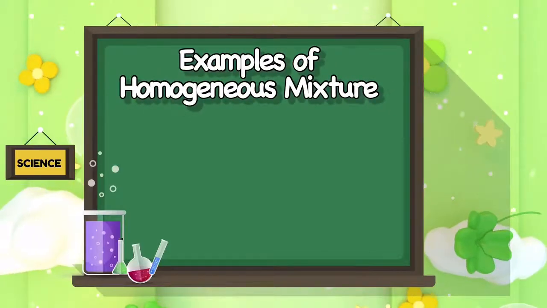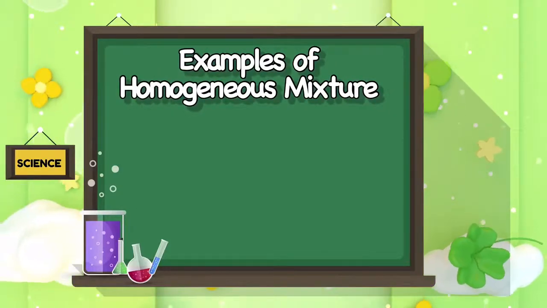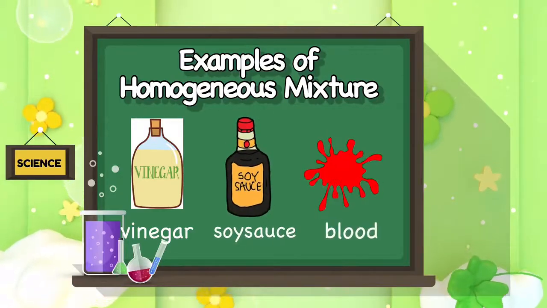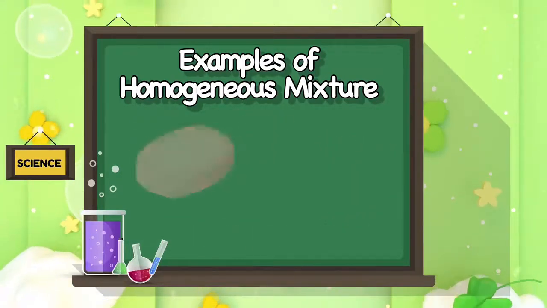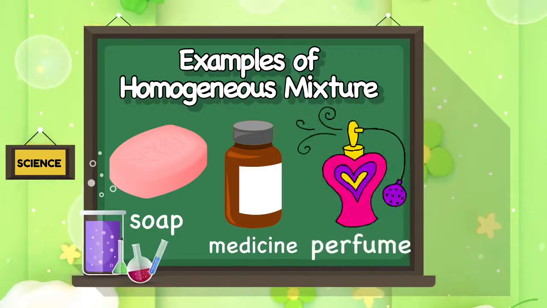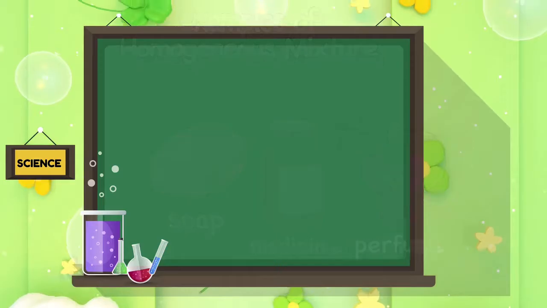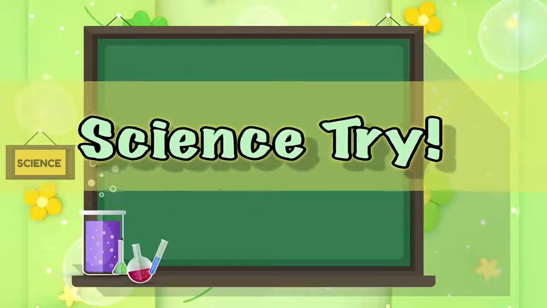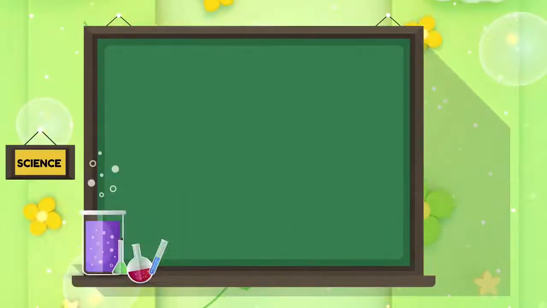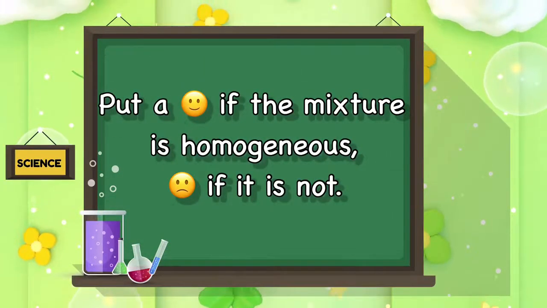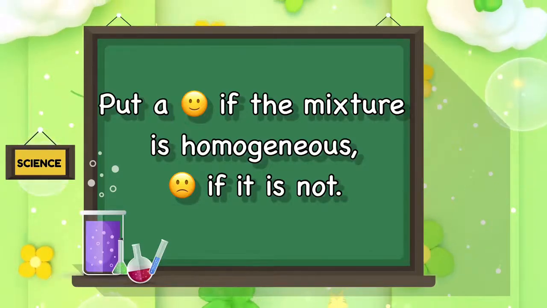Other examples of a homogeneous mixture are vinegar, soy sauce, blood, soap, medicine, and a perfume. Science try! Put a smiley face if the mixture is homogeneous, sad face if it is not.